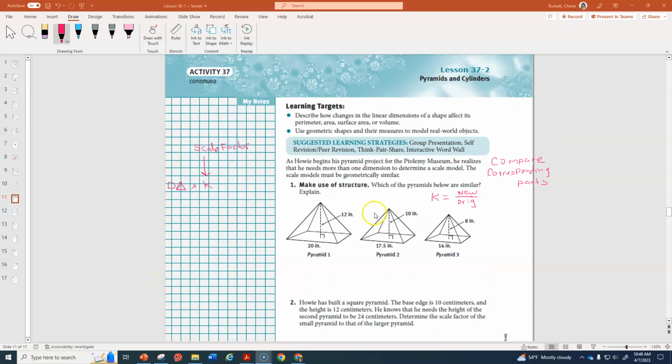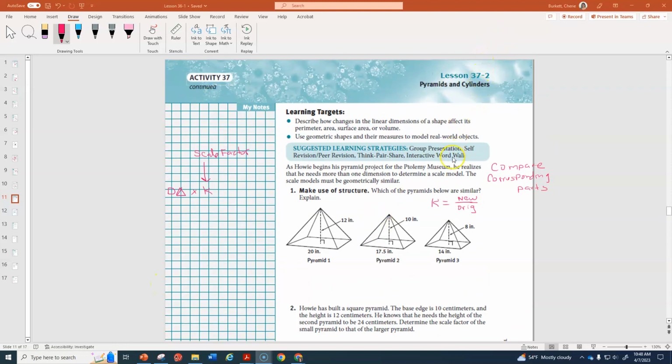Okay, so this lesson, 37-2, is exactly the same as the last lesson. It says that we are describing how changing the dimensions affects the perimeter, area, surface area, and volume. The slight difference is last lesson, they gave us how the dimensions were changed. They said the dimensions are being tripled, or they said the dimensions are half.